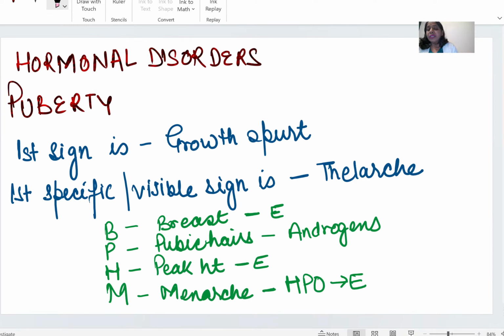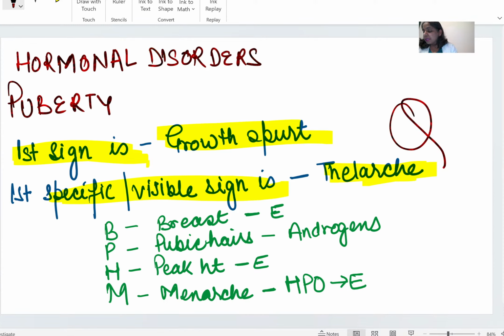Okay, hormonal disorders. Let us see what is the first sign of puberty. It is growth spurt. And what is the first specific or visible sign? They will confuse you by using this term. The first sign is growth spurt and the first specific or visible sign is thelarche. This is a mnemonic to understand the sequence, but questions will be asked only on these two things.